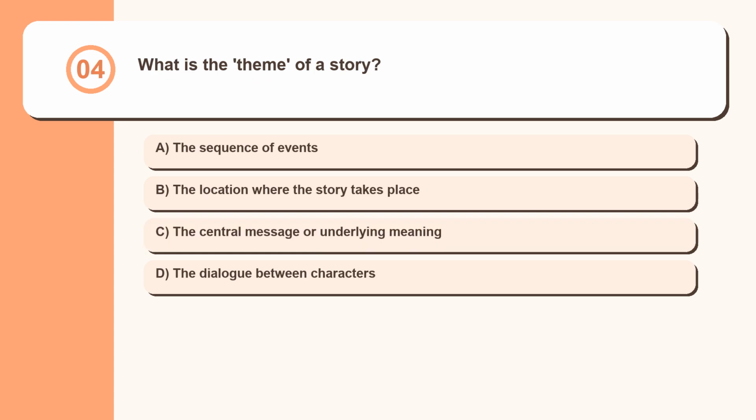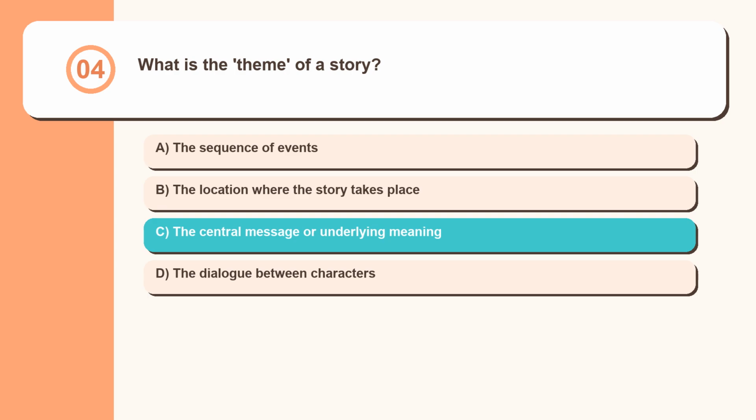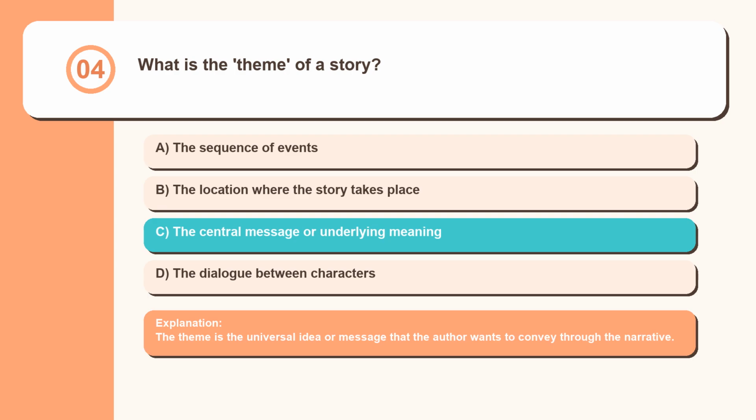Question 4. What is the theme of a story? The sequence of events, the location where the story takes place, the central message or underlying meaning, the dialogue between characters. The theme is the universal idea or message that the author wants to convey through the narrative.